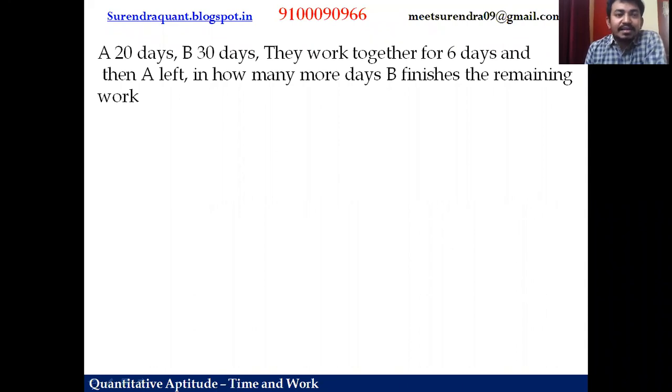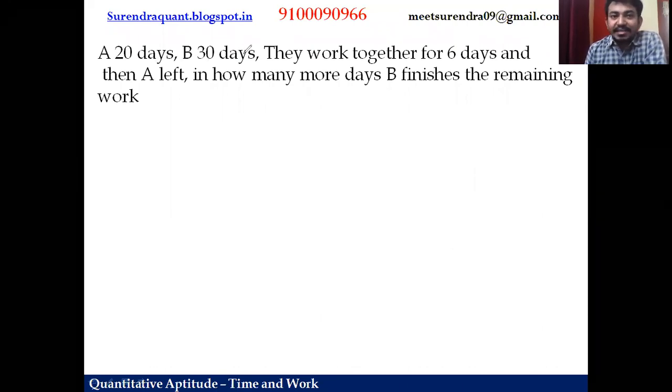So the question is, A can do the work in 20 days, B can do the same work in 30 days. They worked together for 6 days and then A left the work. In how many more days does B finish the remaining work? Please don't go by the fractions method, the general method. Let us see how simply you can solve this question by following the LCM model.